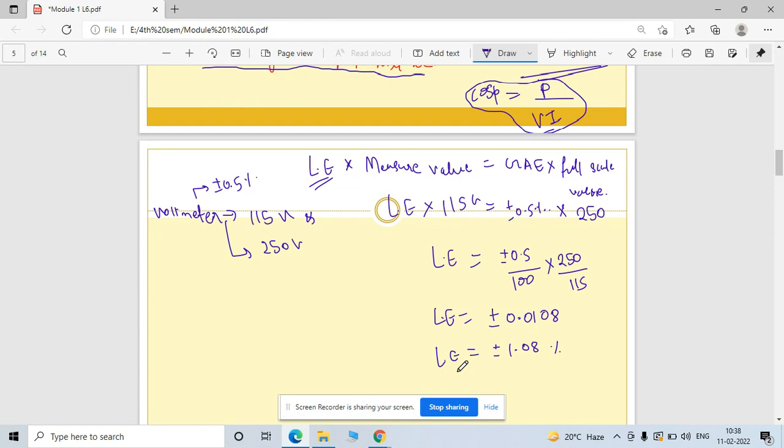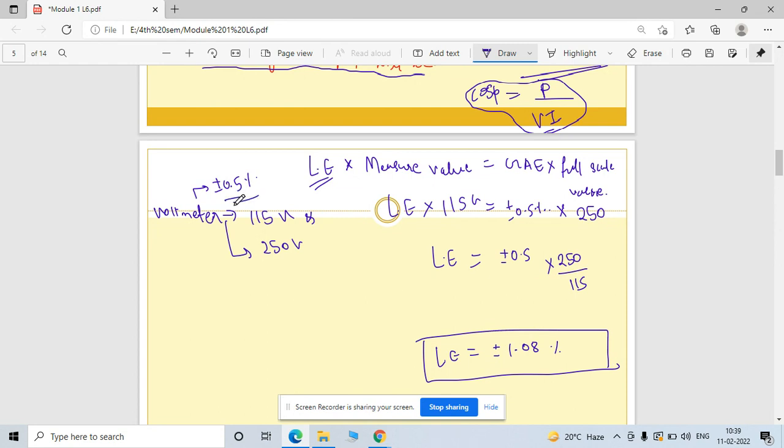Now, okay, this is the value of this percentage limiting error. One more thing, this is a percentage limiting error. This calculation is valid for the percentage limiting error. When you do this calculation, you will get the percentage limiting error.